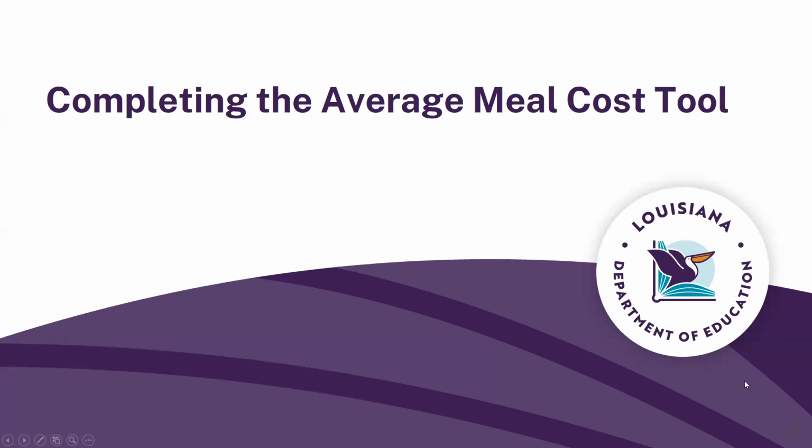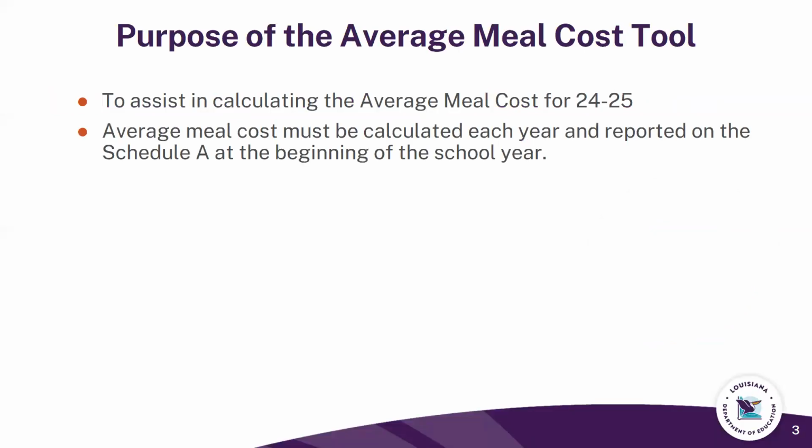The first topic of today's training is completing the average meal cost tool. The 24-25 average meal cost tool has been updated and will be posted to the CMP website. School food authorities may use this tool to assist in calculating the average meal cost for the 24-25 school year. Average meal cost must be calculated each year and reported on the Schedule A at the beginning of the school year.